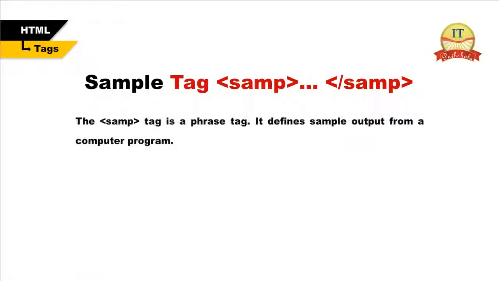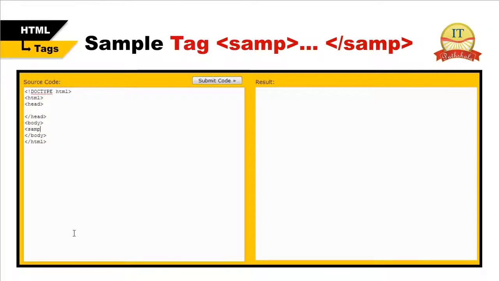Samp tag. The samp tag is a phrase tag. It defines sample output from a computer program. In the following example, we shall insert a sentence inside the samp tags in an HTML document. Please observe the final outcome carefully.